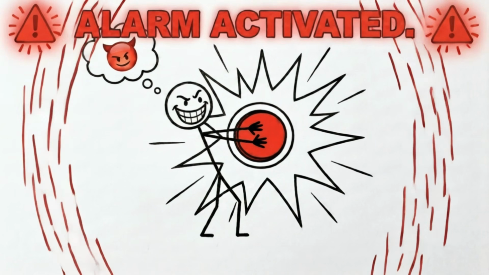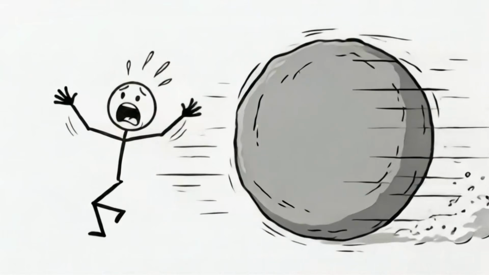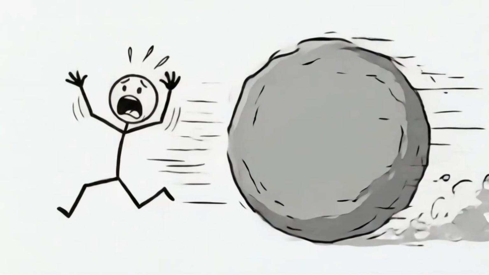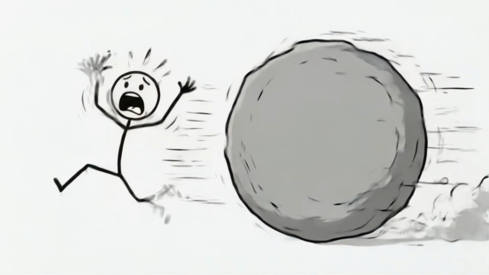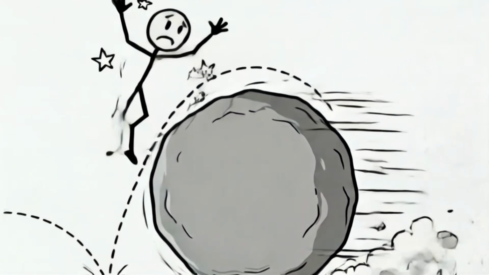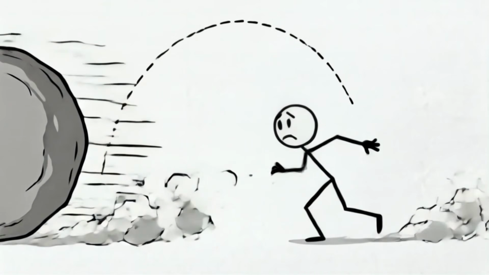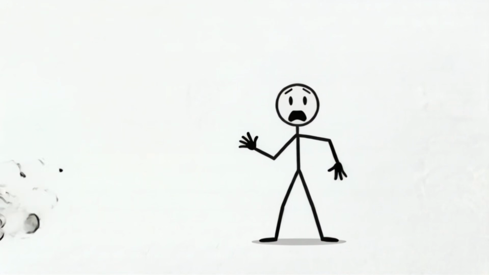Instantly, alarms blast, lights flash, and from off in the distance, a rumble. A very, very large rumble. A boulder the size of a small house comes barreling toward him at full speed. He runs, he screams, he runs some more, but somehow, against all odds, he pulls off the most spectacular flip you've ever seen, launches himself over the boulder, and lands on the other side. Safe. Alive. Barely. Does he learn his lesson?